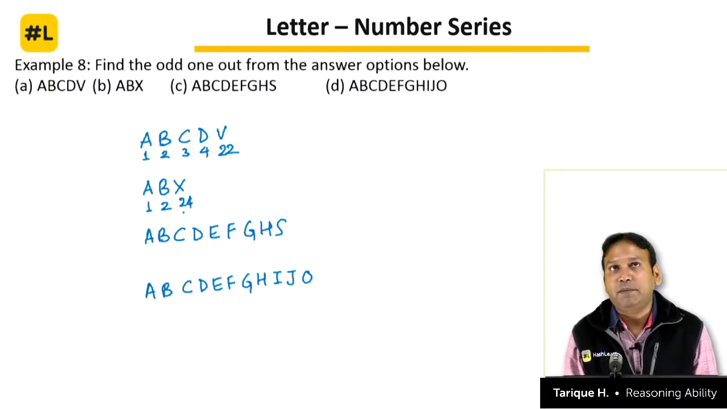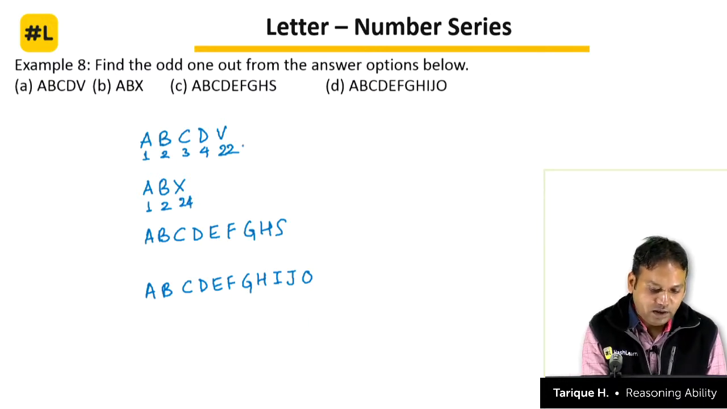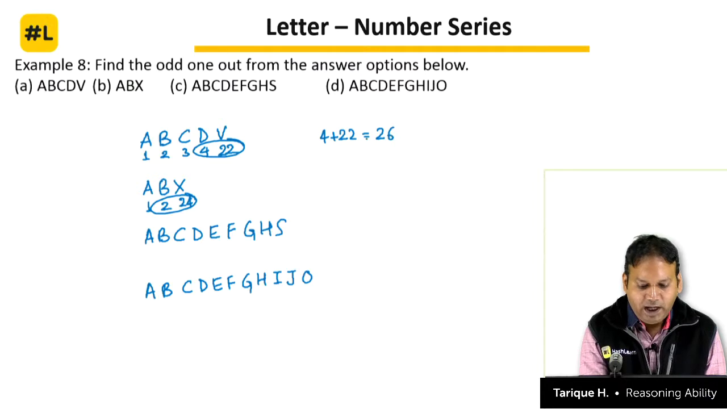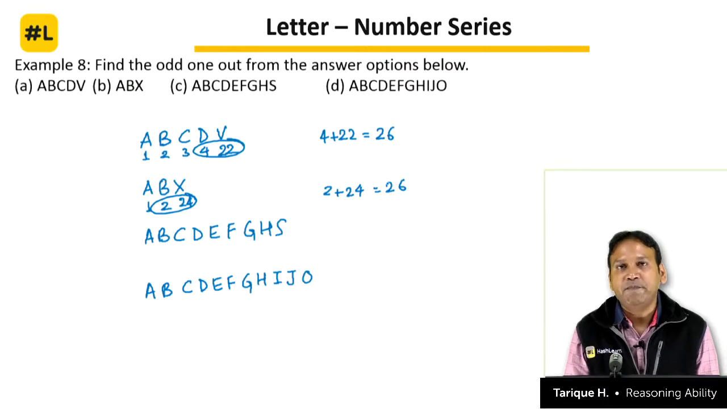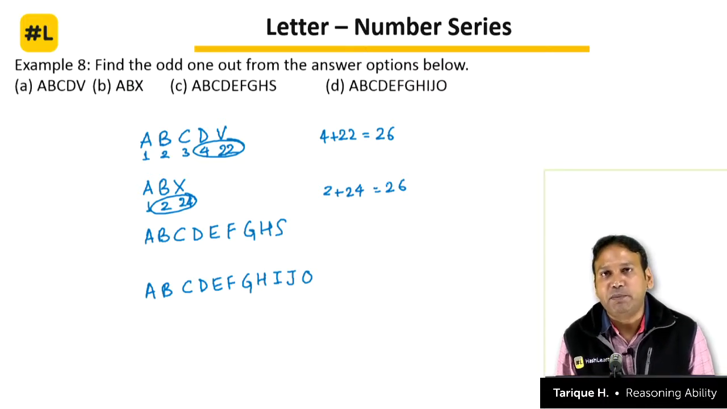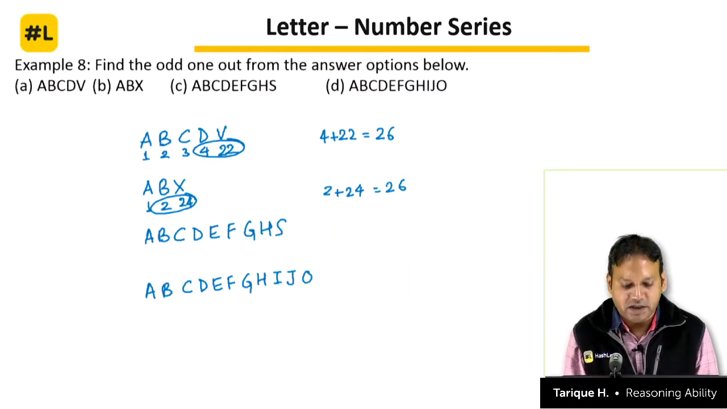What is the common link between the first and second? You can look at the last two letters. What is 4 plus 22? That is 26. Okay. And what is 2 plus 24? That is also 26. That means in the first as well as second, the positional values of the last two letters are adding up to 26. That's a common string between the first and second. So same thing should be happening with the third one also.